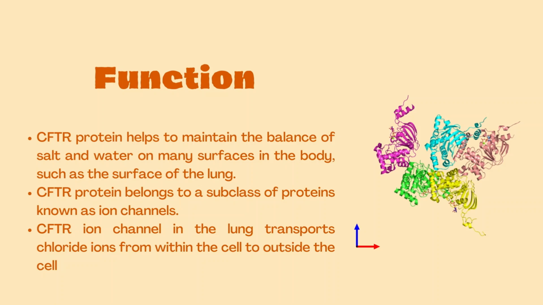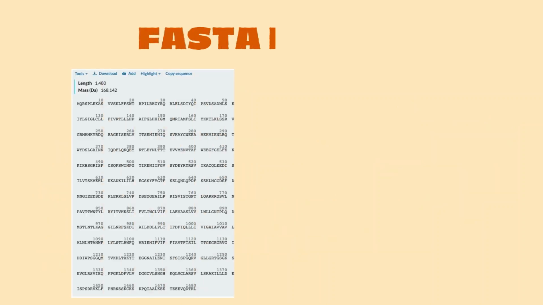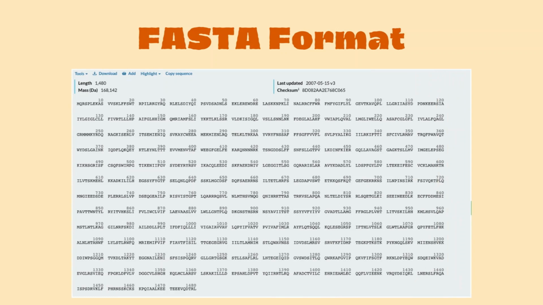An ion channel transports electrically charged atoms or molecules from inside the cell to the outside of the cell or vice versa. The CFTR ion channel in the lung transports chloride ions from within the cell to outside of the cell. So the chloride ions travel through the CFTR protein created tube center on their way out of the cell. Next is the FASTA format of the CFTR protein.